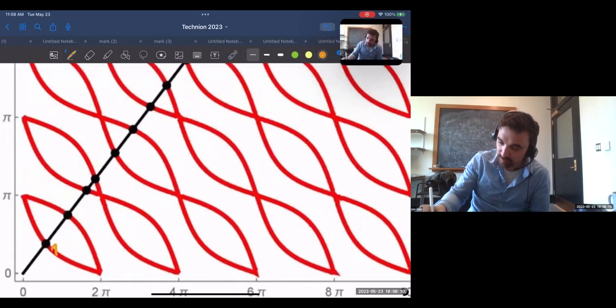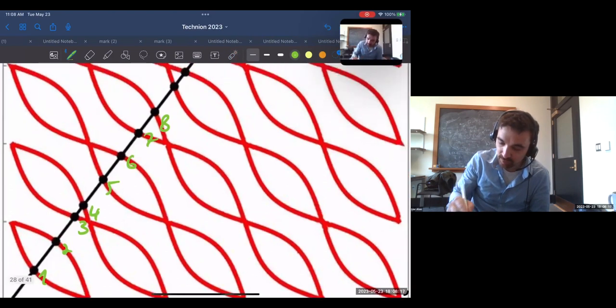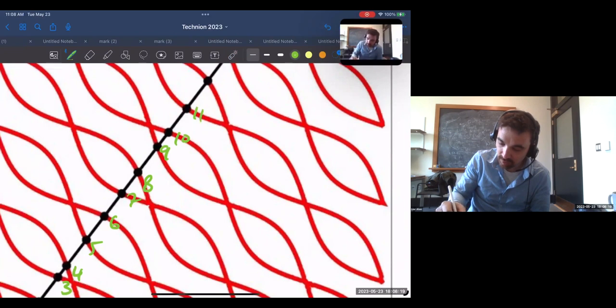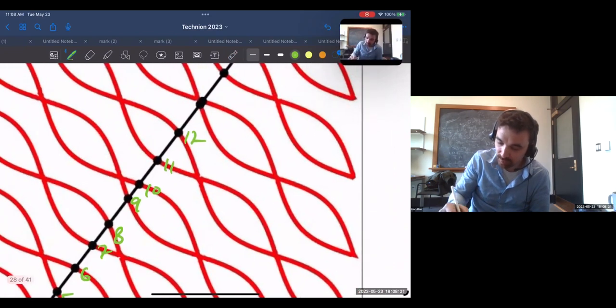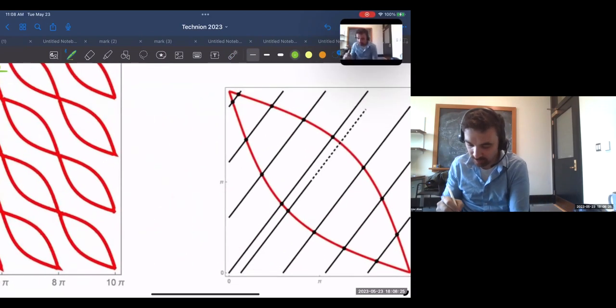One, two, that's not a good number, not a good color. One, two, three, four, five, six, seven, eight, nine, ten, eleven, twelve, thirteen, fourteen. Now let's look at what we have here.